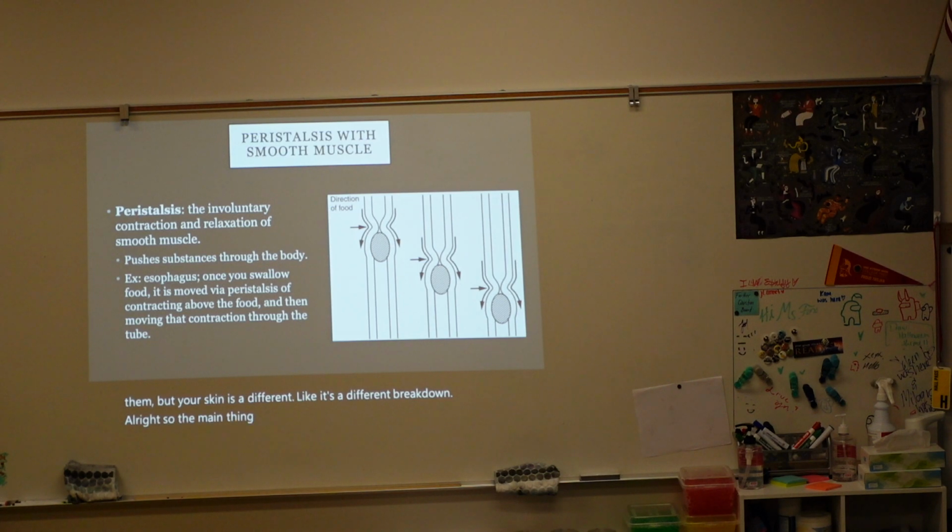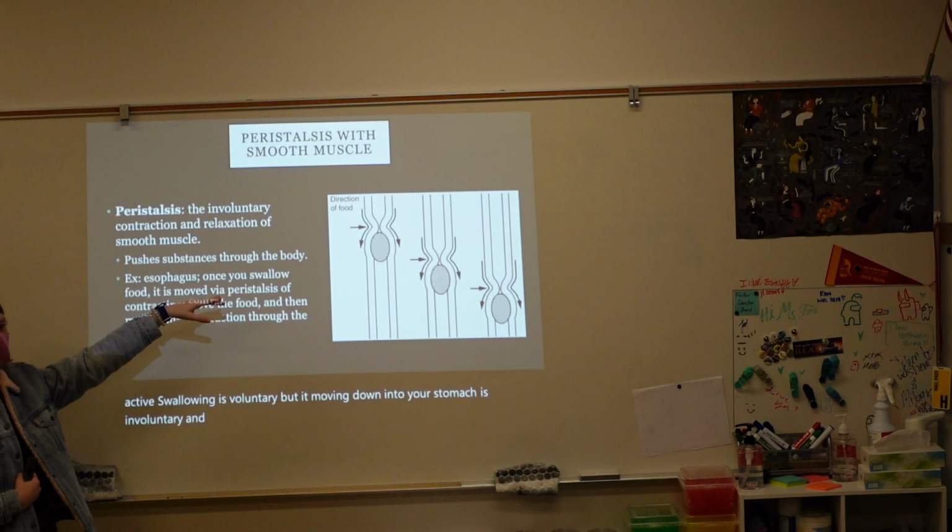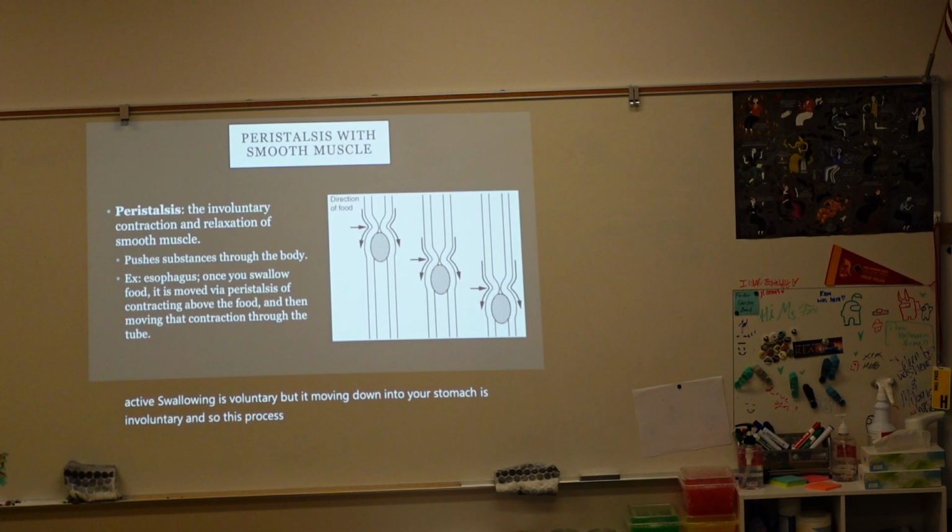So the main thing that our smooth muscle does is a process called peristalsis. And this is the involuntary contraction and relaxation of smooth muscle. So if you think about your esophagus, when you swallow, like say you're eating food and you swallow, that act of swallowing is voluntary, but it moving down into your stomach is involuntary. And so this process is what moves that food down.